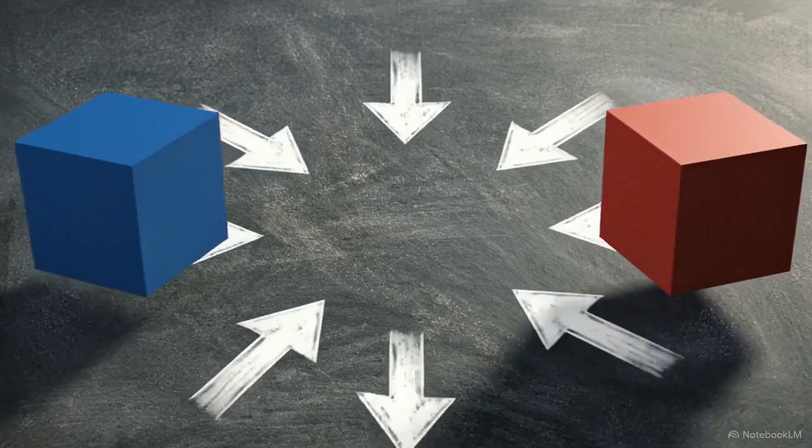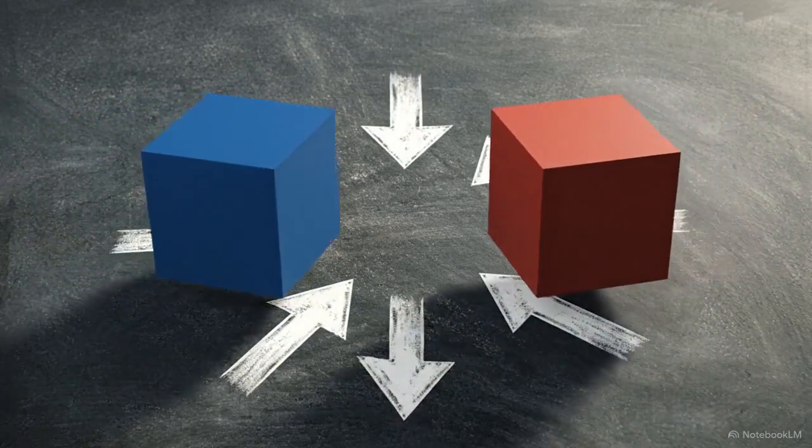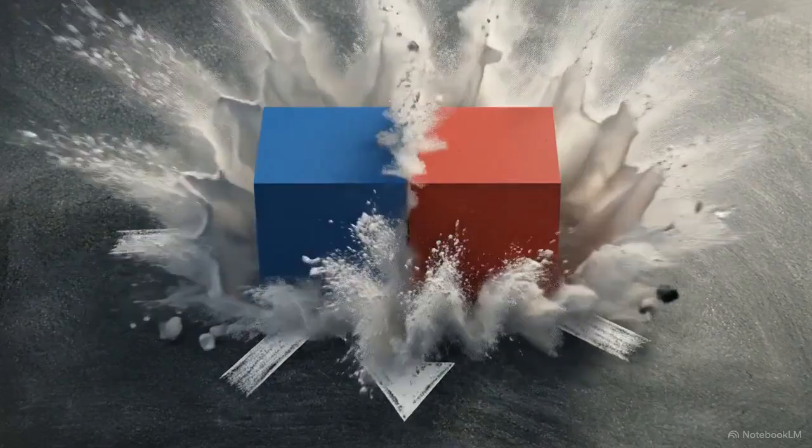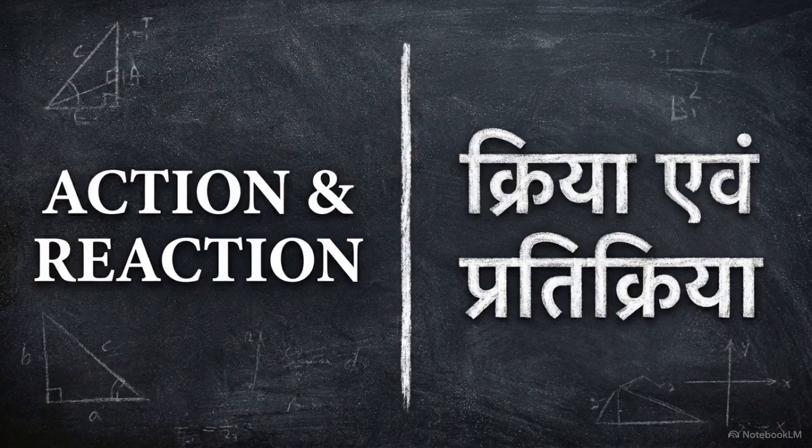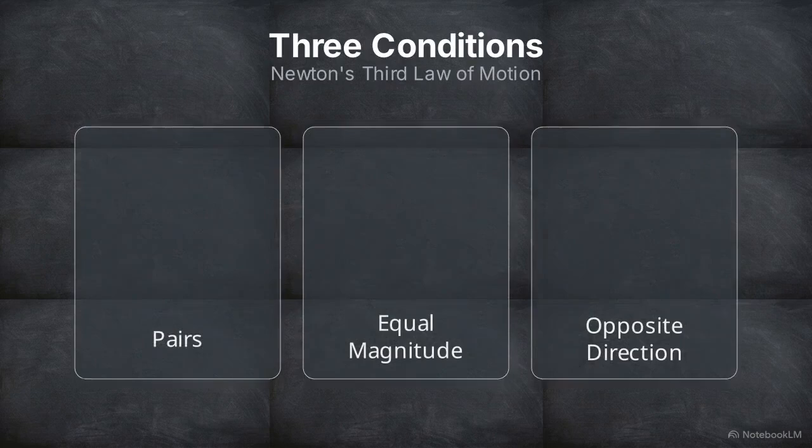Physical force is always a mutual exchange. When two massive objects collide in space, both experience the impact simultaneously. The formal definition states, every action has an equal and opposite reaction, or in Hindi, प्रत्येक क्रिया के बराबर एवं विपरीत प्रतिक्रिया होती है. Three conditions define this interaction.